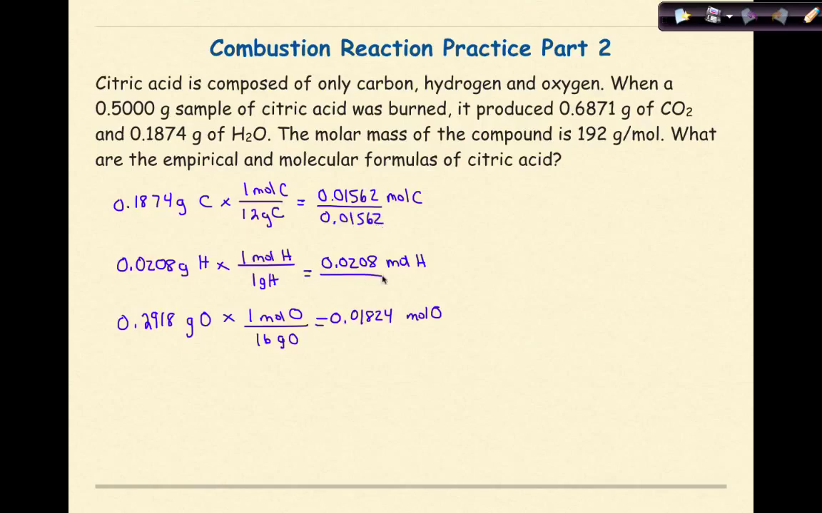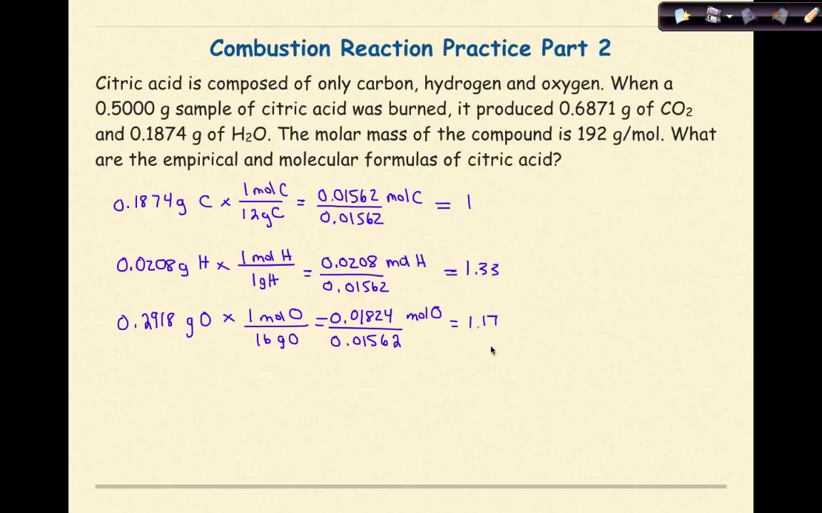0.01562, 0.01562, and finally 0.01562. Okay, so now what do I get for each of these? Well, for the top number, I'm going to get 1. And for the next number, I get something annoying. I get 1.33. And then for the last number, I get something even more annoying, 1.17.